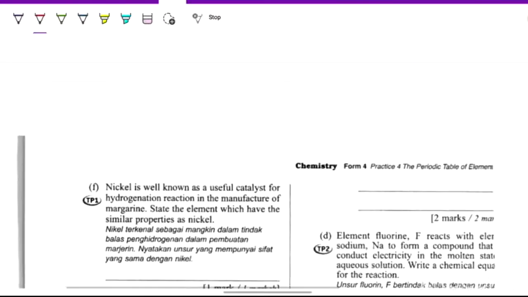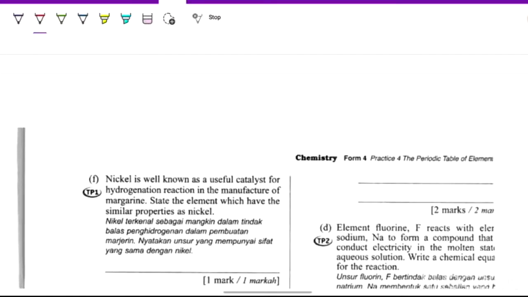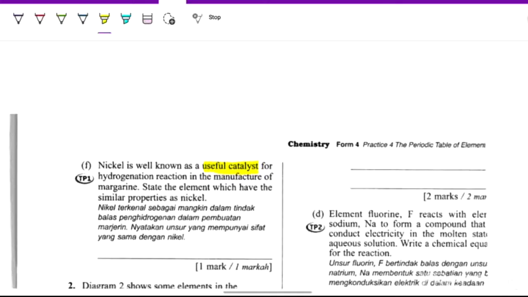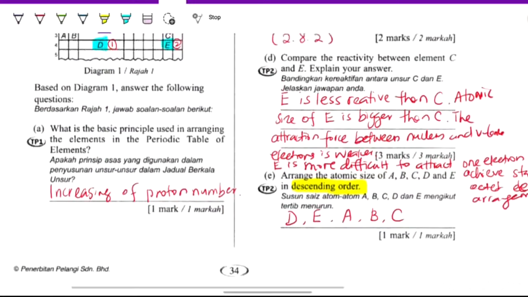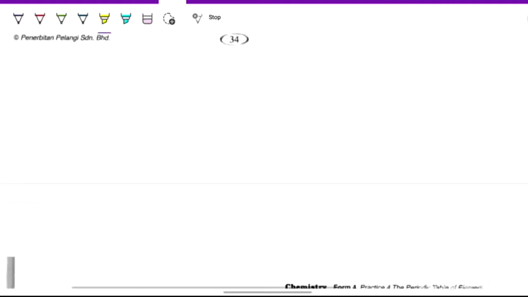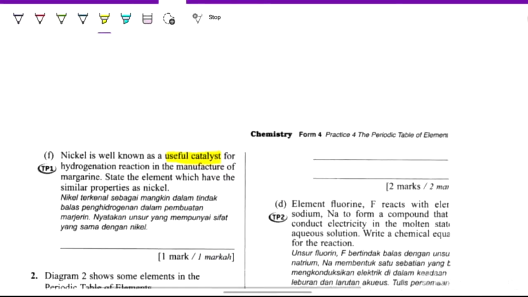Next, nickel is well known as a useful catalyst for the hydrogenation reaction in the manufacturing of margarine. State the element which has a similar property to nickel. Being a catalyst is a special characteristic of transition elements, and transition elements belong to D. So the answer is element D.